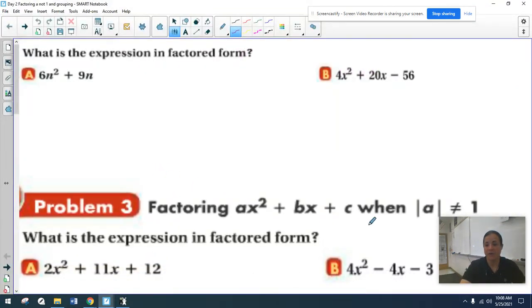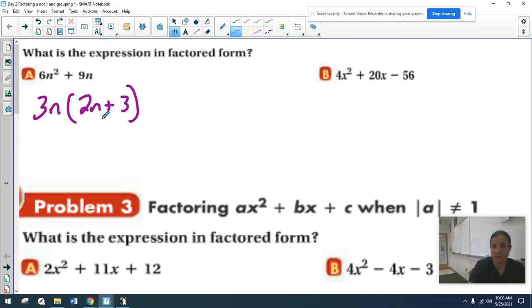The other one is when you have something actually in front of our x squared term. So up here it says, what's the expression? This only has two things, but I can pull out a GCF. So GCF, the biggest number that divides into 6 and 9 is 3. And both of them have an n. So when you pull a GCF out, you take the smaller exponent. So 6n squared divided by 3n is 2n. And then 9n divided by 3n is 3. And that's all you would do with that one.